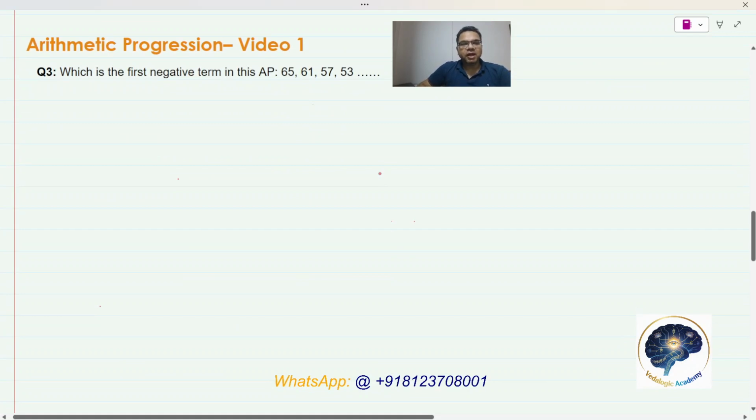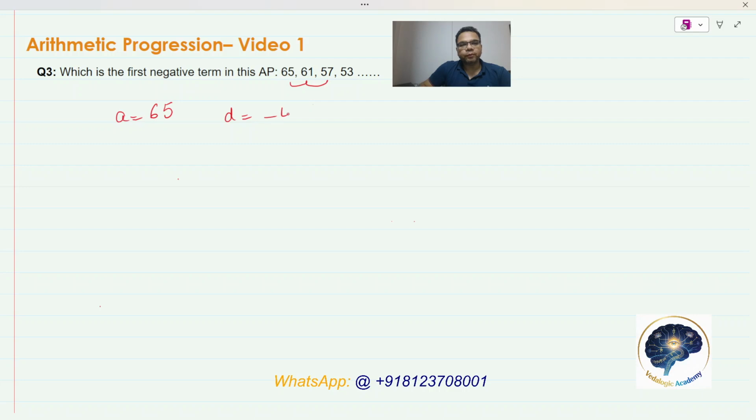So if you see here, the first term is 65 for us, right? And what is the common difference here? D is minus 4, right? So the question is asking which is the first negative term in this AP. What is the first negative term? So let's say the nth term is the first negative term. So in that case, term n is less than 0, right? Okay. So let's see, what is term n first?